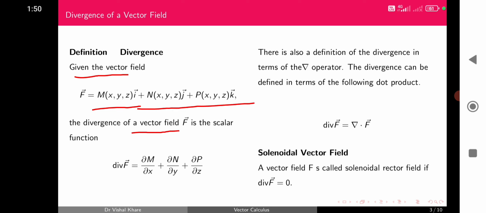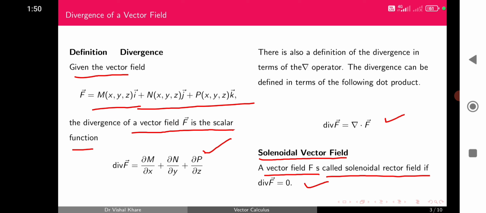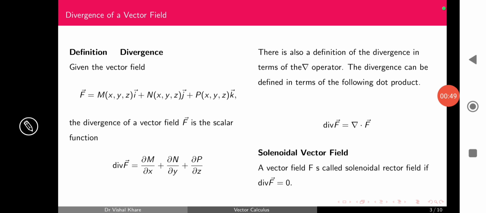The divergence of a vector field f is a scalar function. Divergence of f vector is equal to del m by del x plus del n by del y plus del p by del z. So one more definition of divergence f is equal to del dot f vector. Then solenoidal vector field: a vector field f is called a solenoidal vector field if divergence of f is equal to 0.